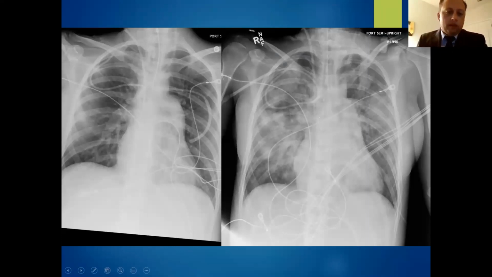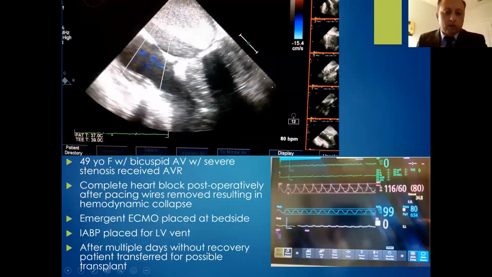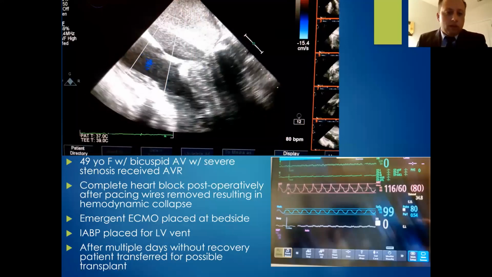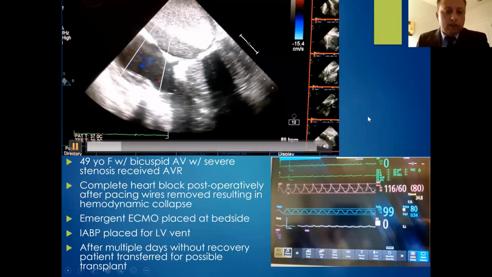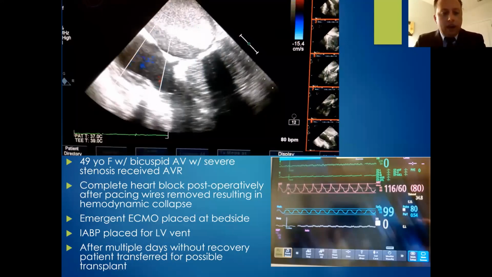This is one case of a 49-year-old female with a bicuspid aortic valve and severe aortic stenosis. She received an AVR and actually was doing rather well. She was actually working with PT when she was found to have complete heart block postoperatively after pacing wires had already been removed. While she was working with PT, she had collapsed. She was receiving CPR when emergent ECMO was placed at the bedside.